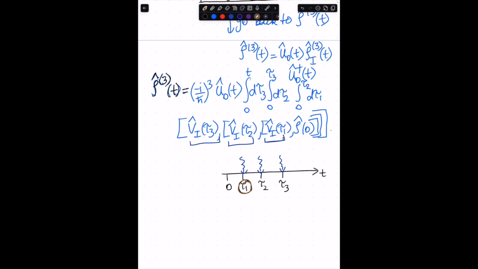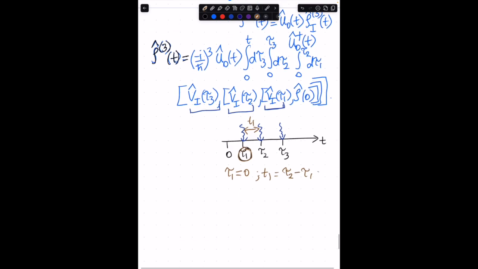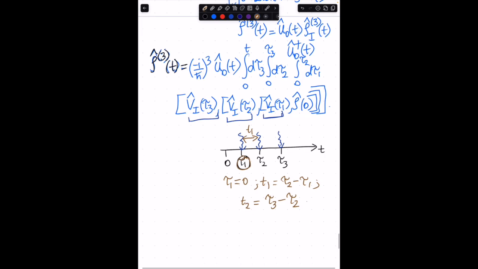So what do I mean? I would like to set tau 1 to 0, and then define this delay term between the perturbations and call it T1. This T1 would be tau 2 minus tau 1, and subsequently T2 would be tau 3 minus tau 2. By doing that, it would simplify the math quite a bit.